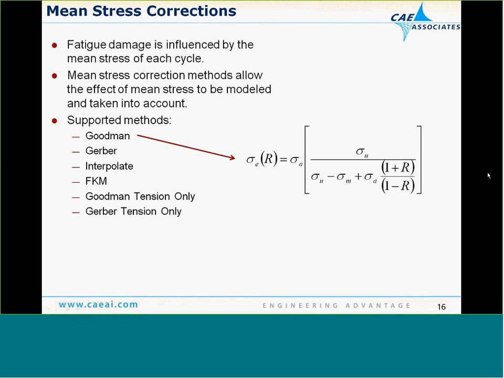The supported methods in nCode are listed on this slide, and one of the common ones is the Goodman approach, which is shown here, where the R ratio, the value of R, is equal to the minimum amplitude, or the minimum stress, divided by the max stress. So an R ratio of -1 would be a fully reversed load because the minimum would be the negative of the maximum.